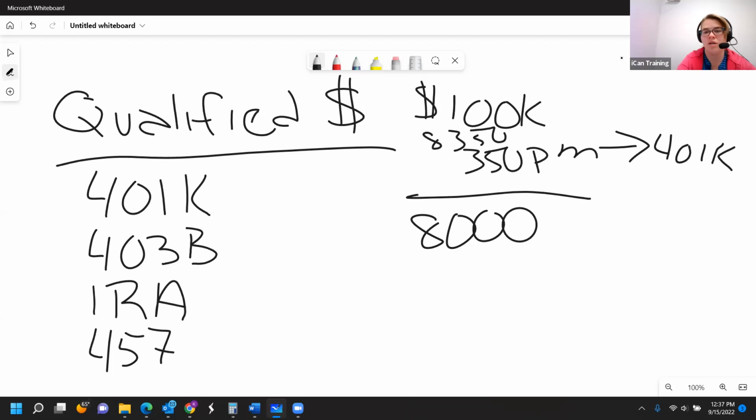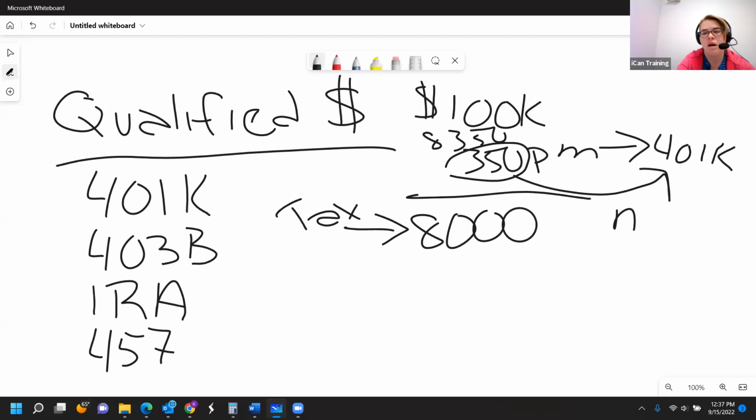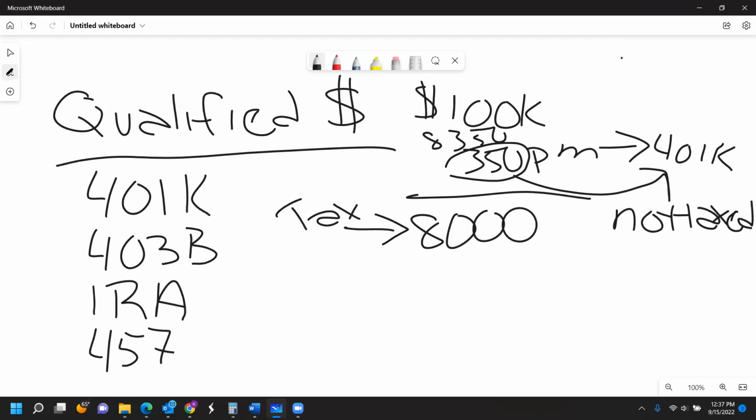And then you pay tax on this. This amount right here goes into your 401k, not taxed. Why? Because it's qualified. So it goes into your 401k. It does not get taxed. It grows in a tax deferred way. When does it get taxed? When you take it out.